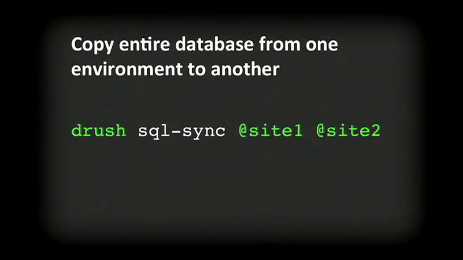If you've set up site aliases for your external sites, for example dev and staging and your live site, you can do SQL sync. What SQL sync does is it basically exports the database from the one site, drops the tables of the other database and imports it. So it basically clones the database from one site to another. If you do Drush SQL sync at site one, at site two, replacing the at with whatever your alias is, it will take the database from site one and import it into site two, and everything that was in site two will be gone.